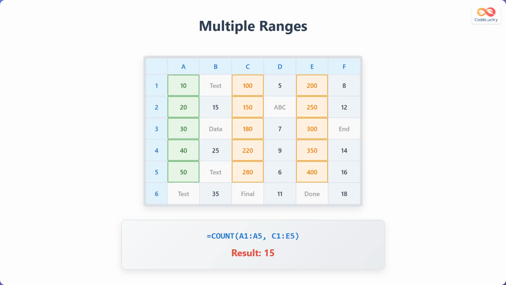The count function is versatile, and it can handle multiple ranges at once. Here's an Excel grid with data in different cells. The first range, A1 to A5, is highlighted in green, and the second range, C1 to E5, is highlighted in orange. The formula =COUNT(A1:A5, C1:E5) counts all the numbers within both of these ranges. In this case, it looks at cells A1 through A5 and C1 through E5, and the result is 15 because there are a total of 15 numeric values in the specified ranges.